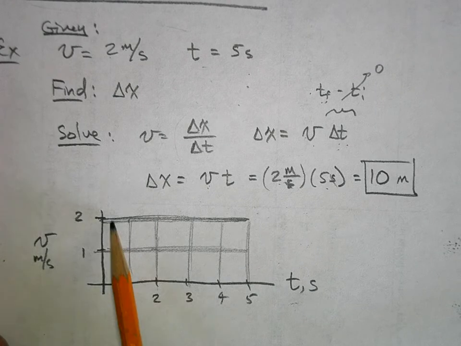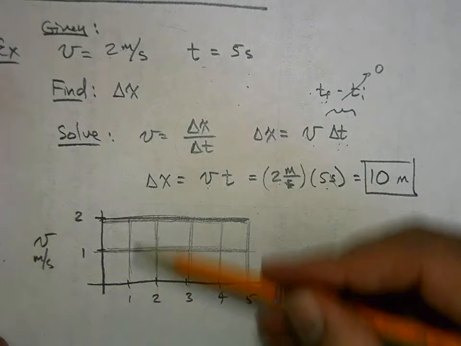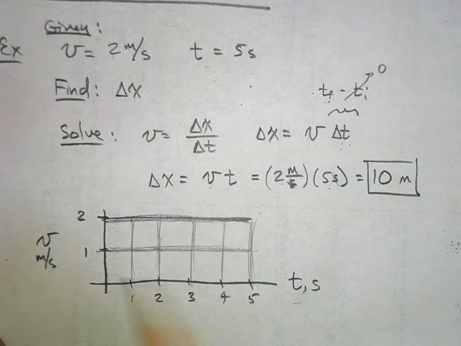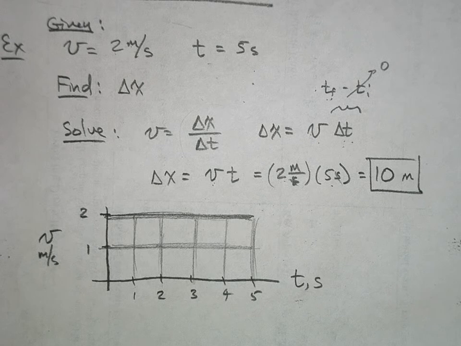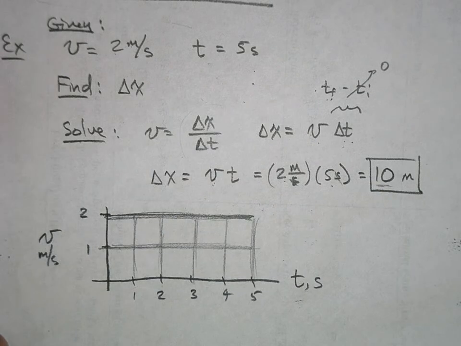What I've done here is I said, okay, 2 meters per second, and then here's 1 meter per second, 2 meters per second, 1, 2, 3, 4, 5 seconds. Look at these little squares. How many of them are there? 10. And what does each square represent?